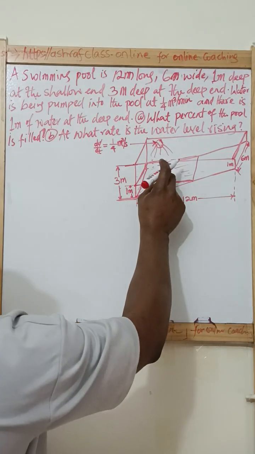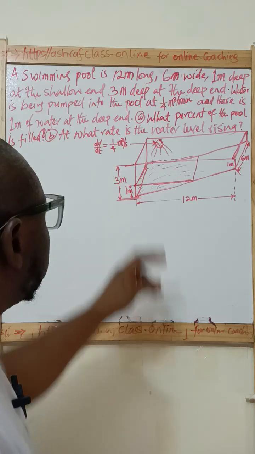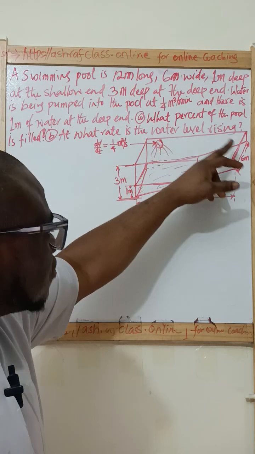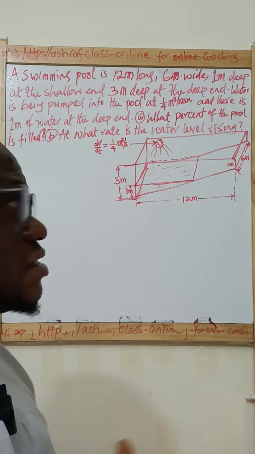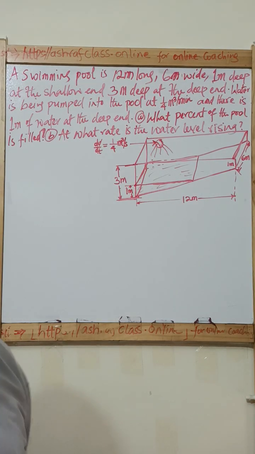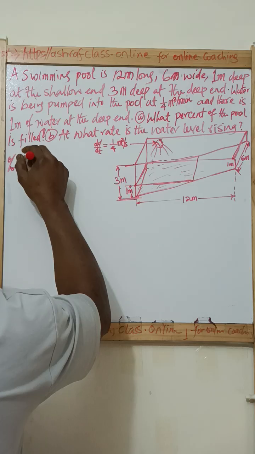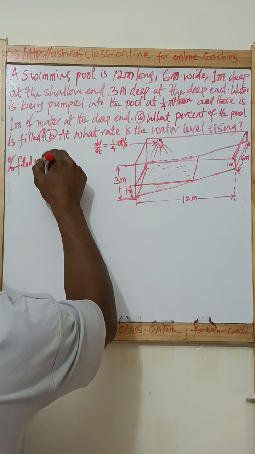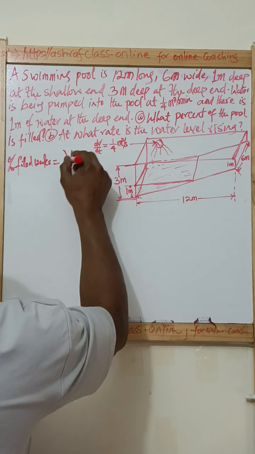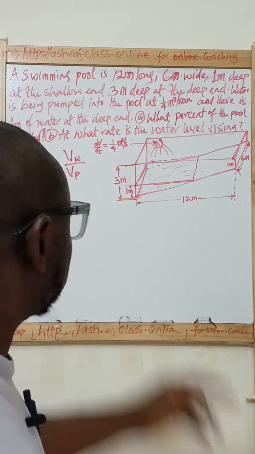So we want to get the volume of the water inside the swimming pool. Then with respect to the volume of the entire swimming pool, that is how we determine the percent of the pool that is filled. So the percentage of filled water is going to be the volume of water over the volume of the pool. Now, what is the volume of the water?